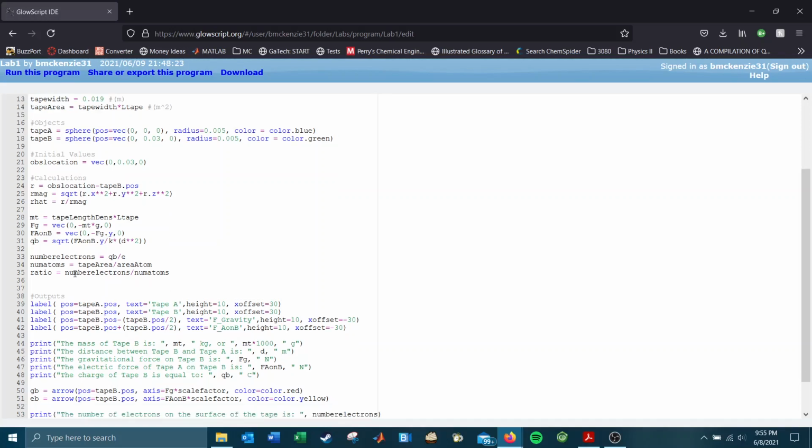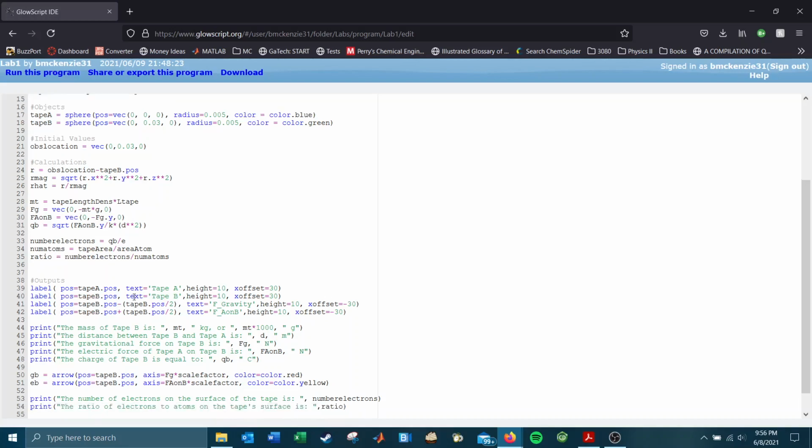And then further downwards, I have the number of electrons as the total charge of A divided by the charge of an electron. And then if we take the tape area and divide it by the area of an atom, that gives us the number of atoms over the surface of the tape. And then the ratio of the number of electrons on the surface of the tape to the number of atoms is given by this.